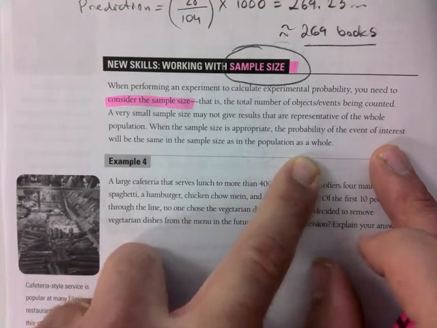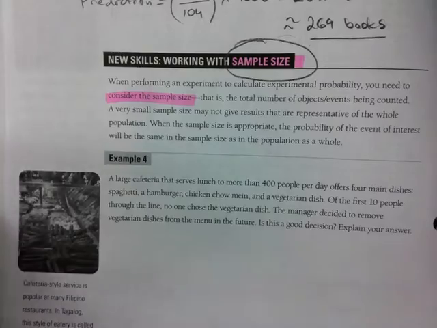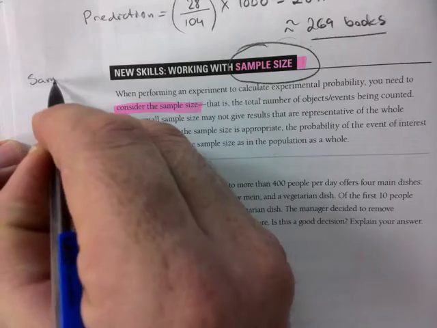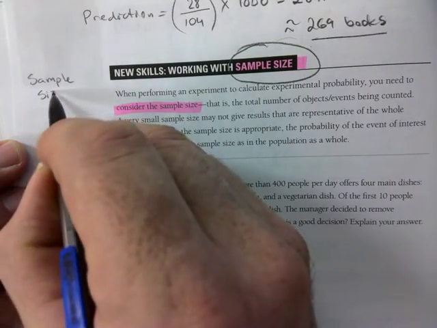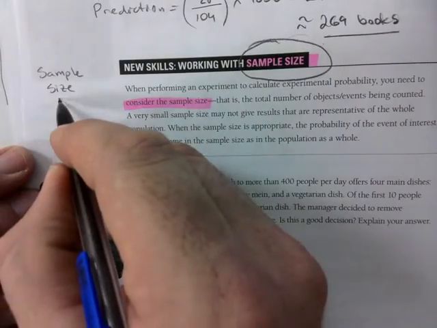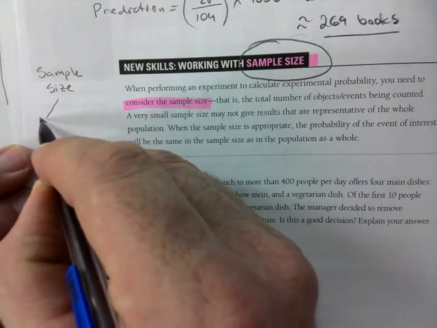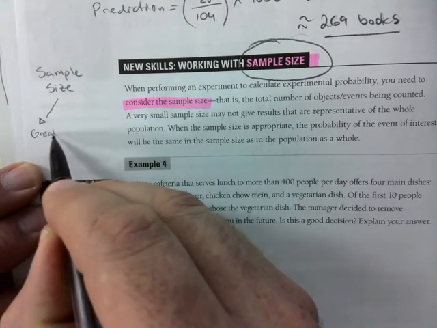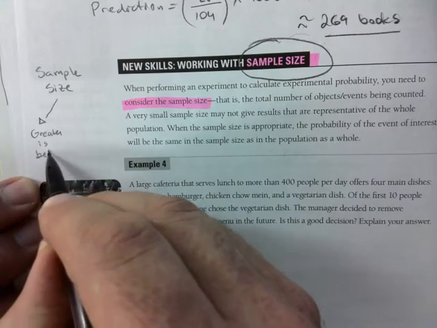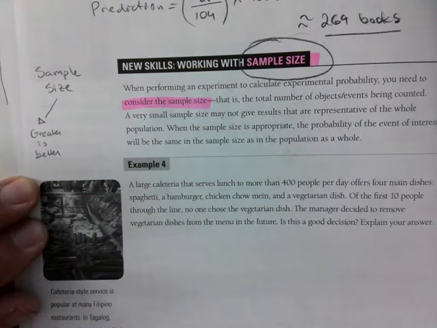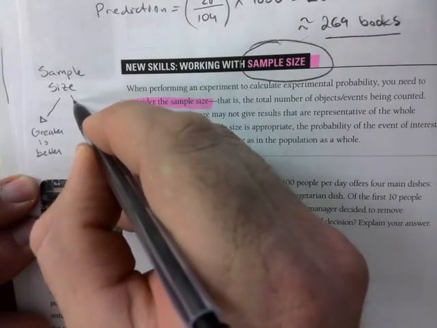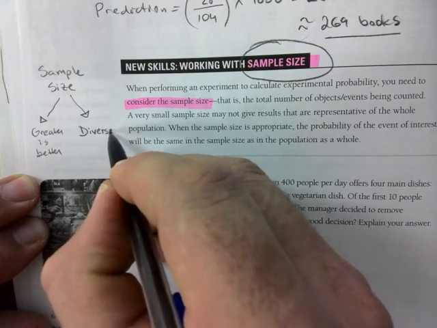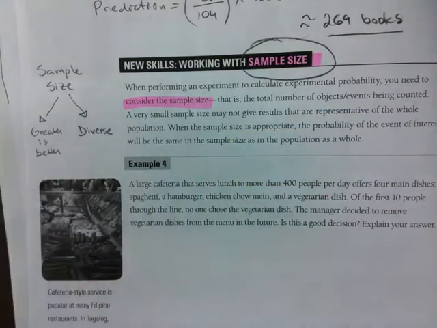Okay, so when it comes to sample size, I will say this: sample size, write this down on the margin there, right? Greater is better. Okay, greater is better when it comes to sample size. And another thing you need to consider is diverse. It needs to be diverse.